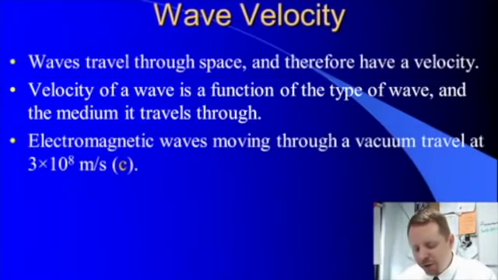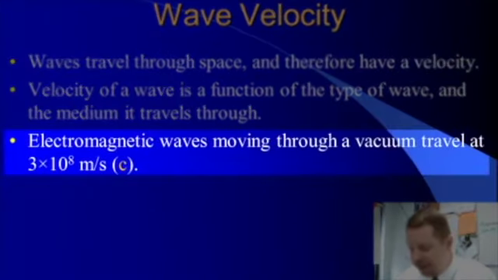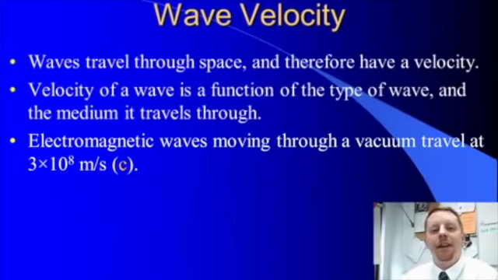For example, electromagnetic waves, things like light moving through a vacuum, travel at 3 times 10 to the 8th meters per second. That's such an important and common number in physics we use so often we give it the special abbreviation lowercase c. C is the speed of light, or the speed of electromagnetic waves in a vacuum, 3 times 10 to the 8th meters per second. Really, really fast.